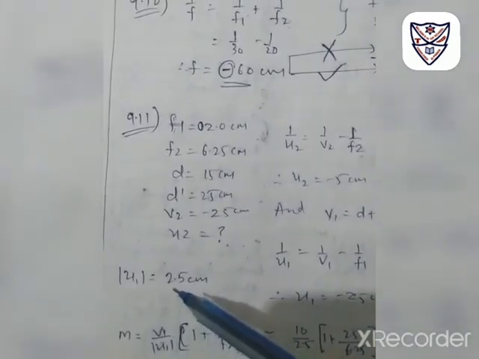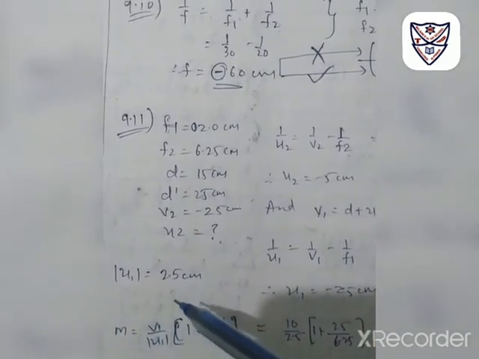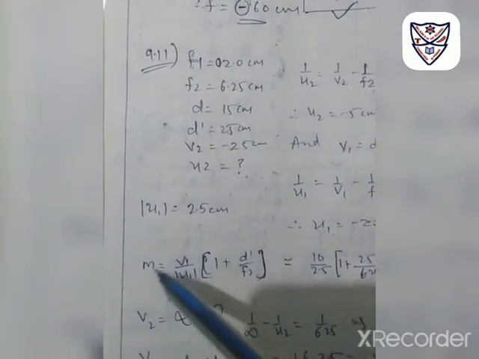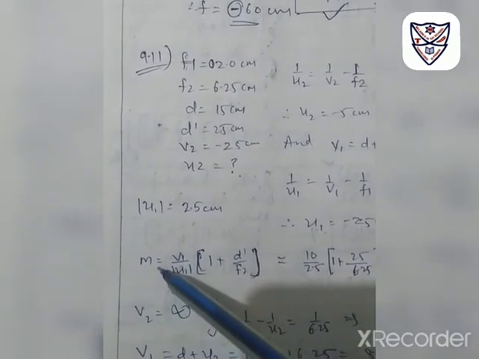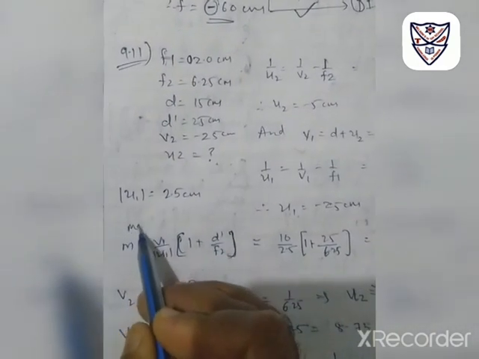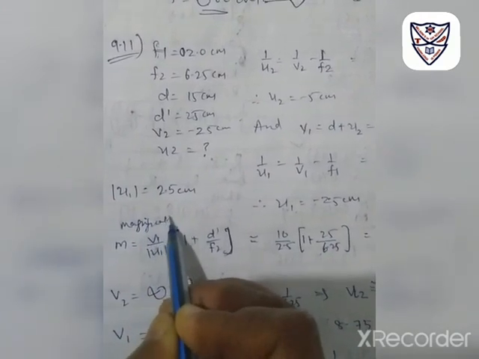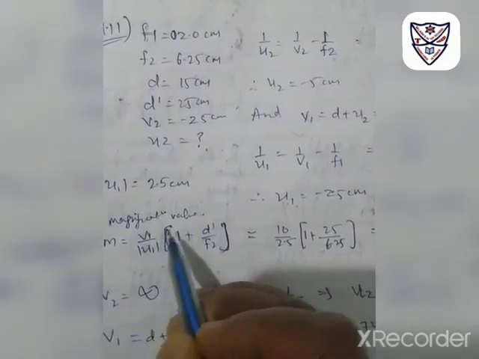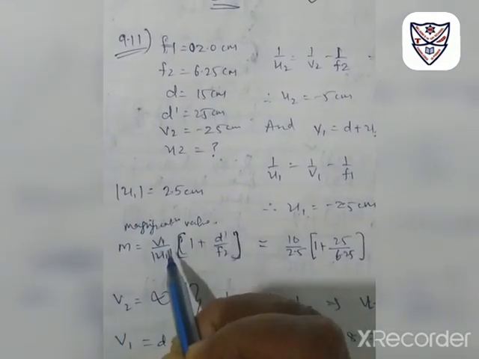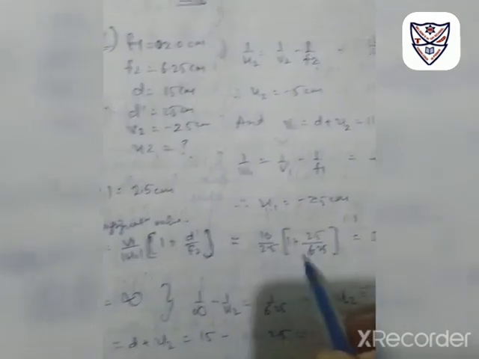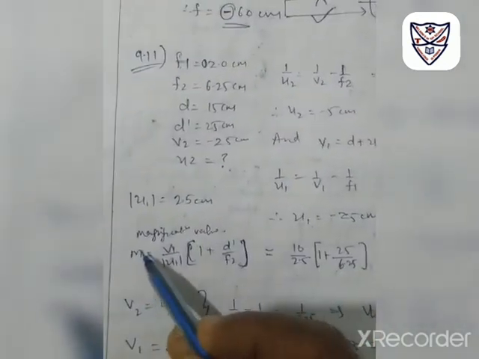But here we have to use the mod value because the condition is given such that the image is formed on the right side. So that's why now using this I am finding the value of m, magnification value. So using the formula v1 upon mod of u1, that's why I have taken a mod here, f1 plus d upon f2. Now place all these values, you will get your value of m.